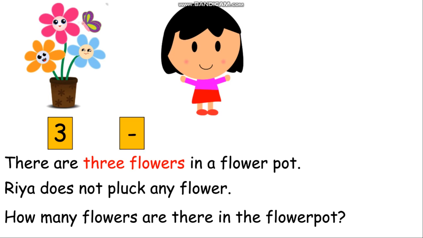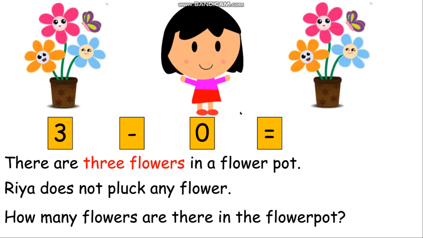Minus, अब रिया ने तो एक भी फ्लावर प्लक नहीं किया, so nothing का मतलब क्या होता है? What is the meaning of nothing? Yes, 0. So 3 minus 0 will give me how much? Tell me. 3 है फ्लावर पॉट में, रिया ने प्लक नहीं किया, so how many will remain? Yes, it will be 3.